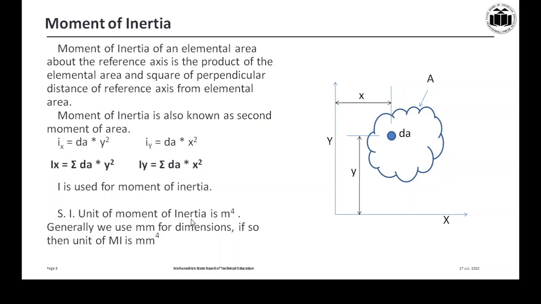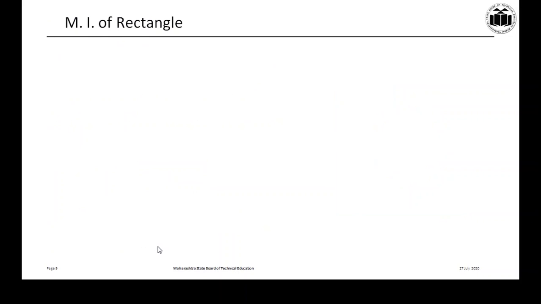SI unit of moment of inertia is meter to the power 4. Generally we use mm for dimensions, and if so, then unit of moment of inertia is mm to the power 4. You can just visualize here, unit of area is mm square and unit of distance is mm and square, so it comes out to mm to the power 4. From the basic principle now we will find MI of rectangle.